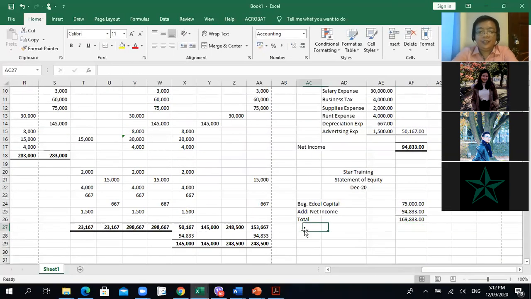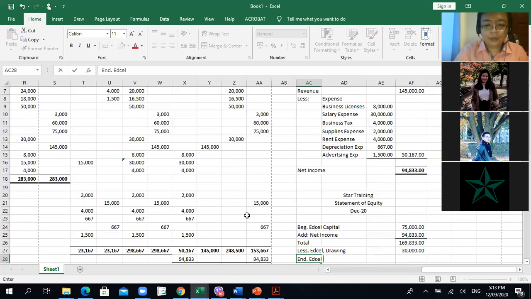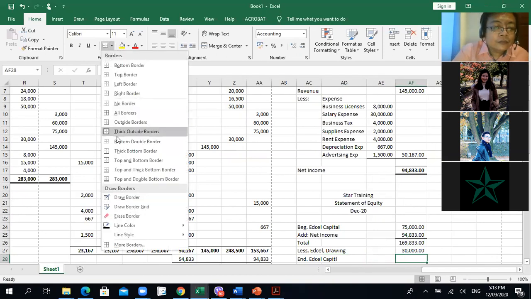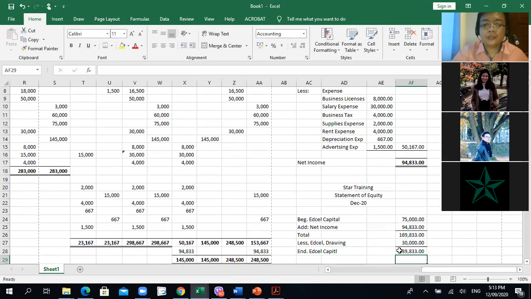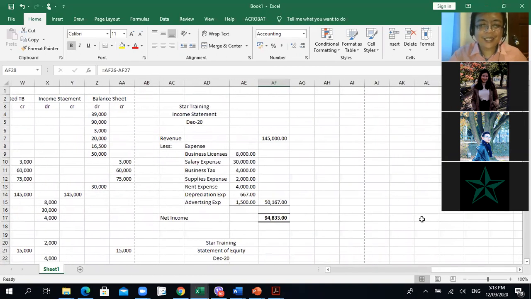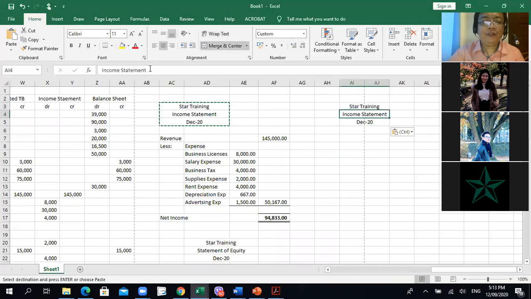Alright. What else? Less your Edsel drawing. Diba? So, Edsel drawing, how much? I think 30,000. Diba ito yan? Yan. So, magkano na ang ating ending Edsel capital? So, just minus 169 minus 30,000. So, the answer is 139,333. All right. Next, the last. So far, perfect pa? Arvic, Ashley? I think, yan. Parang perfect pa kayo, no?